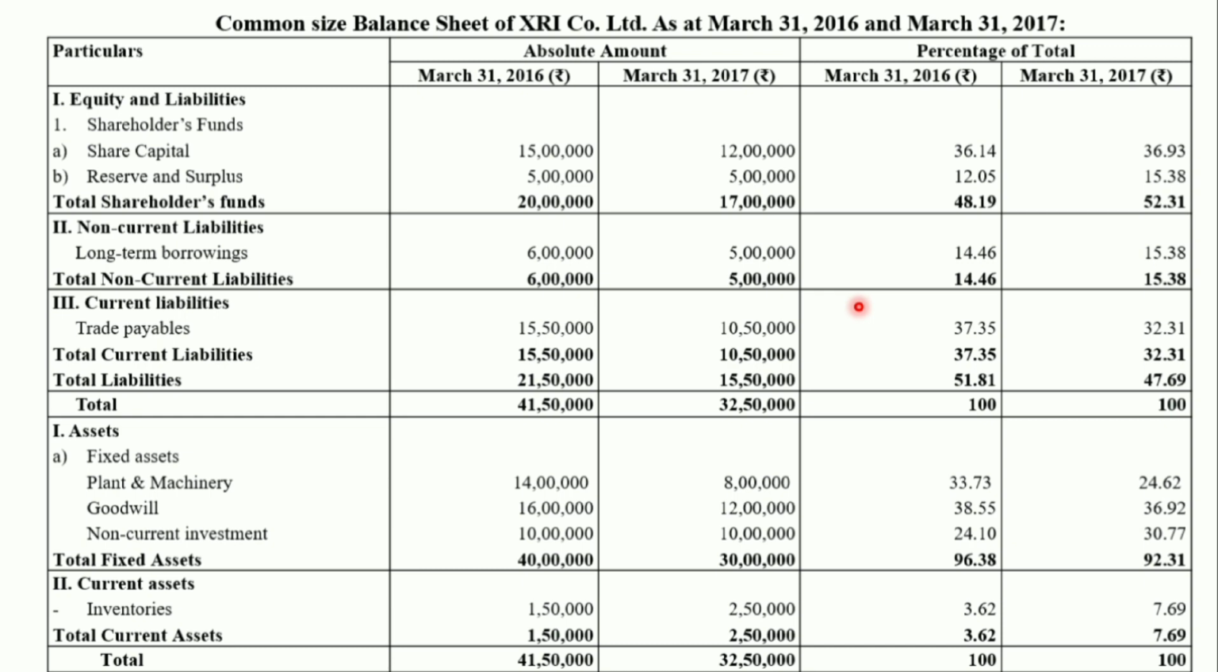You can see here from 37.35% to 32.31%. From this, we can conclude that it shows the satisfactory financial status of the company. This is all about the common size balance sheet.